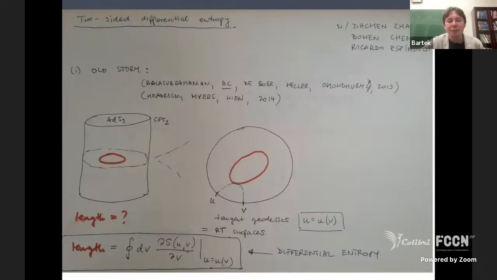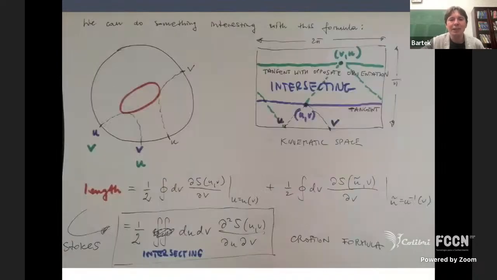Okay, so this formula, there's no other side here. We're just describing lengths of curves in a single AdS geometry. So we're going to add a piece of complication in a moment. But first, I'm going to do something interesting with the formula that we described on the previous slide.